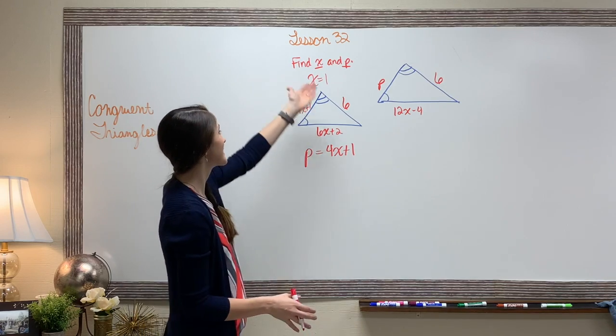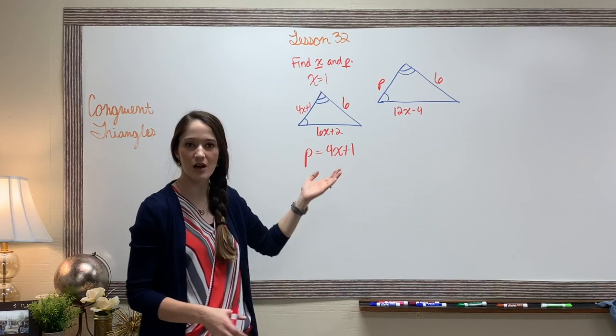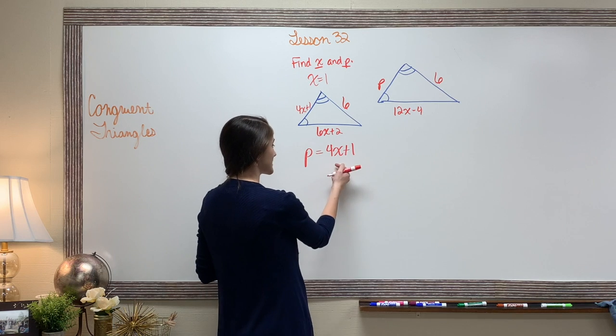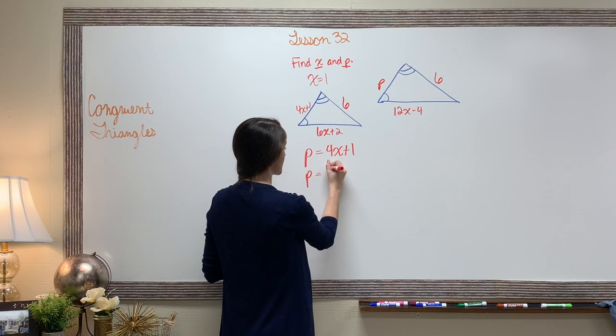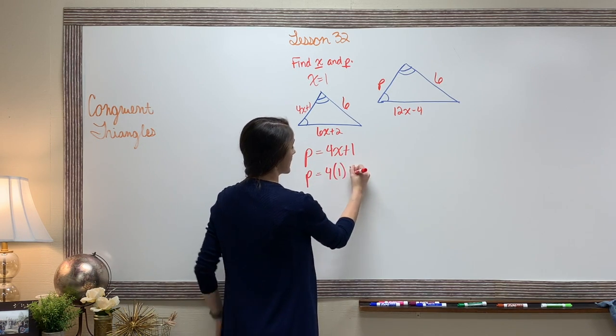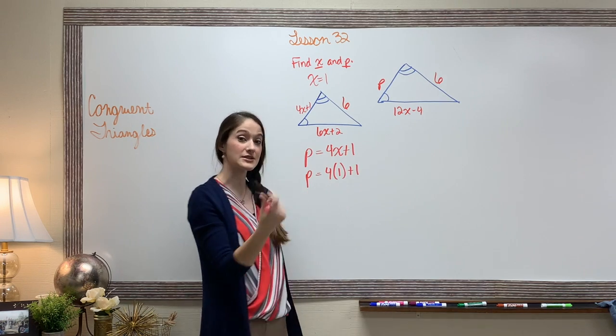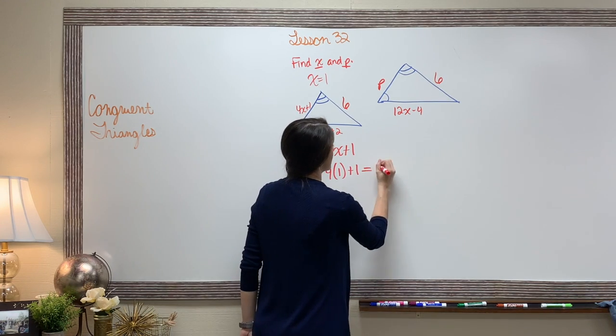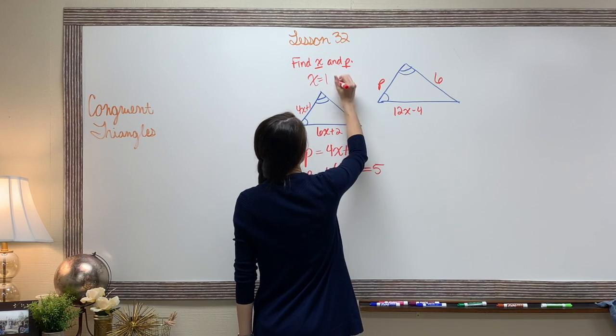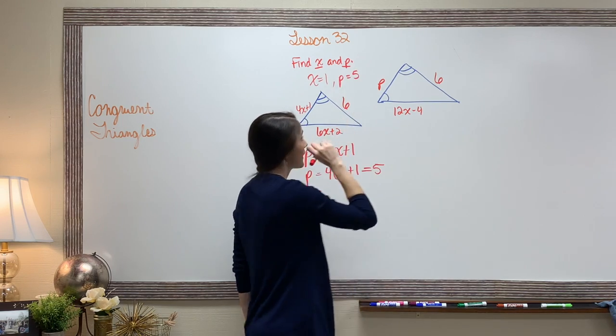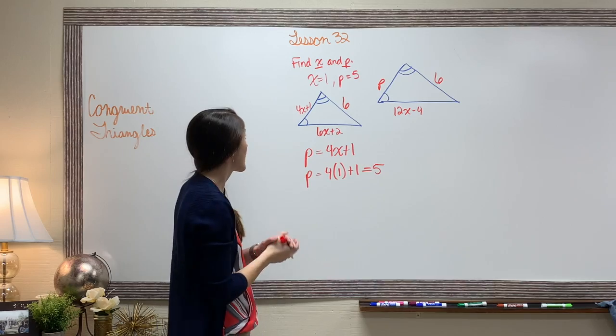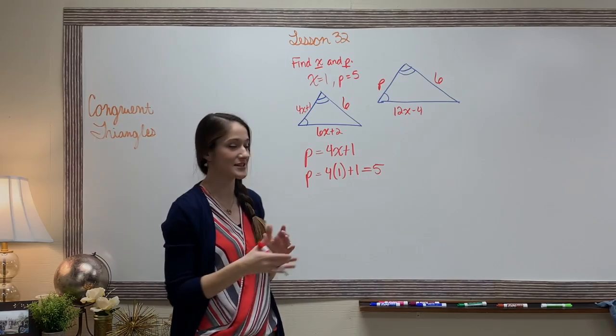Lucky for us, in our last problem, we just solved for X. So I can replace X with 1. So P equals 4 times 1 plus 1. And 4 times 1 is 4, plus 1 is 5. So P equals 5. So there we go. We found X and P using CPCTC.